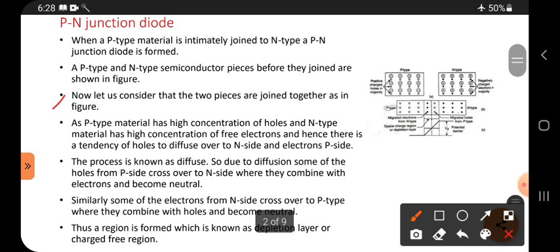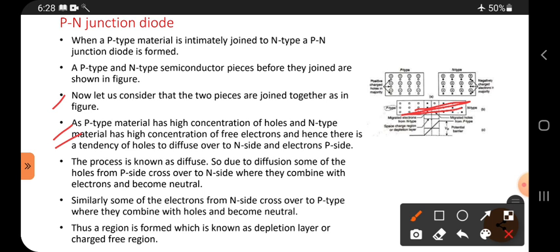Now let us consider that two pieces are joined together as shown in the figure. Like this, two pieces are joined. As P-type material has a high concentration of holes and N-type material has a high concentration of free electrons, hence there is a tendency of holes to diffuse over to the N side and electrons to the P side.